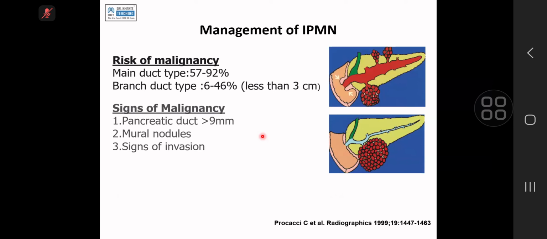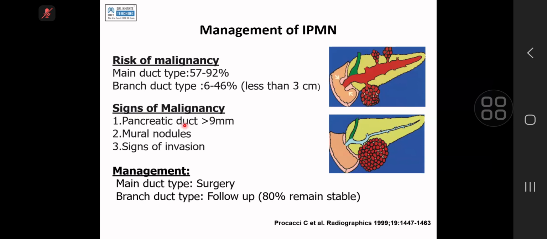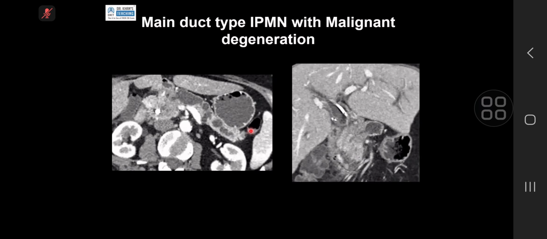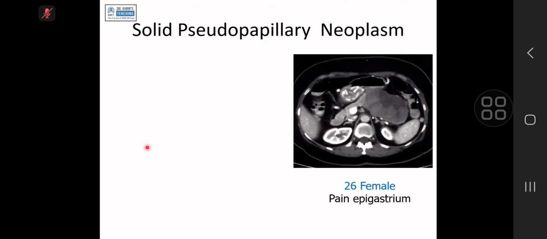So, again, if you see enhancing nodules, duct dilatation more than 9 millimeter, etc., it is a sign of malignancy. Look at this one, where you can see a dilated pancreatic duct, and you can see there is a tumor and there is a stricture here, malignant transformation.